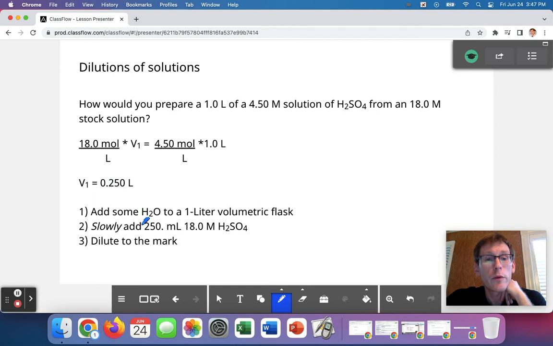Then from there, we can just dilute to the mark on the flask, and we'll have our 4.50 molar solution of H2SO4 with a volume of 1 liter, 1.00 liters. And in that solution, there will still be the same amount of moles of H2SO4 as there were in the initial 250 mL of the 18.0 molar stock concentrated solution.